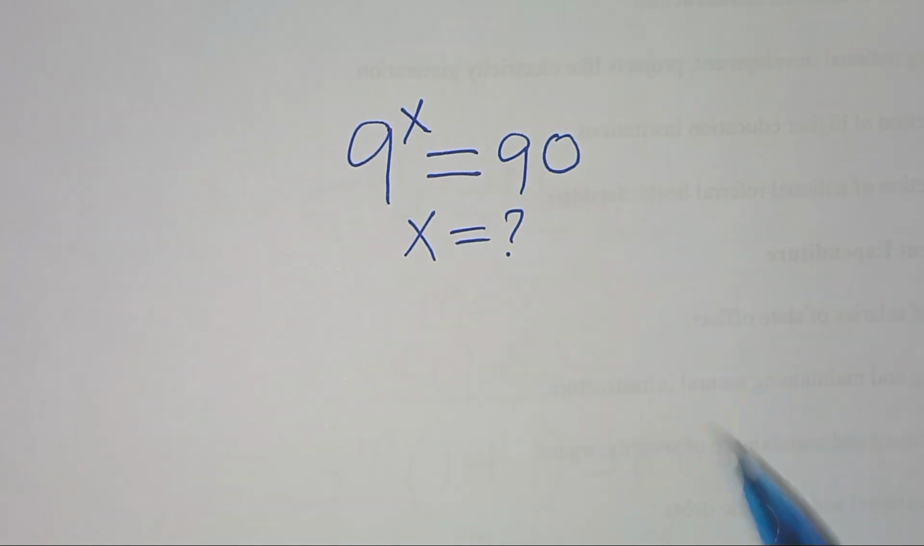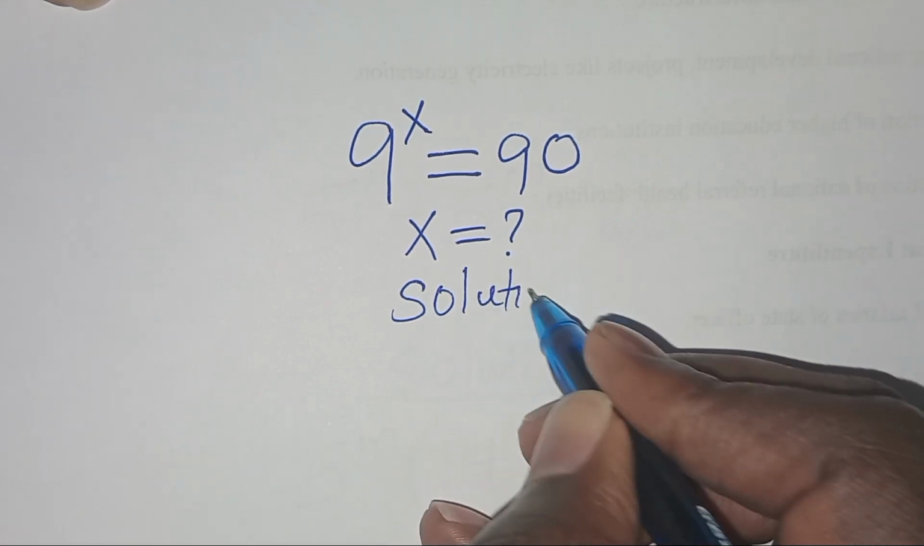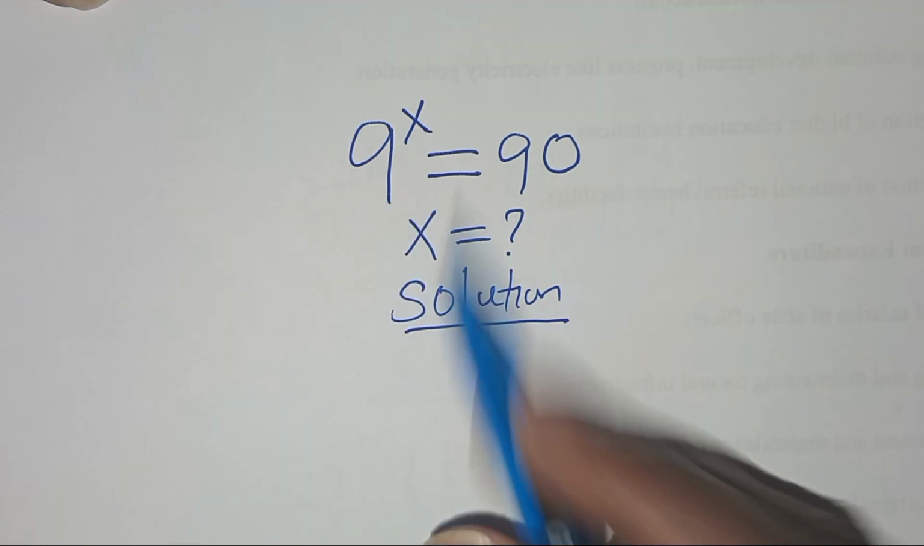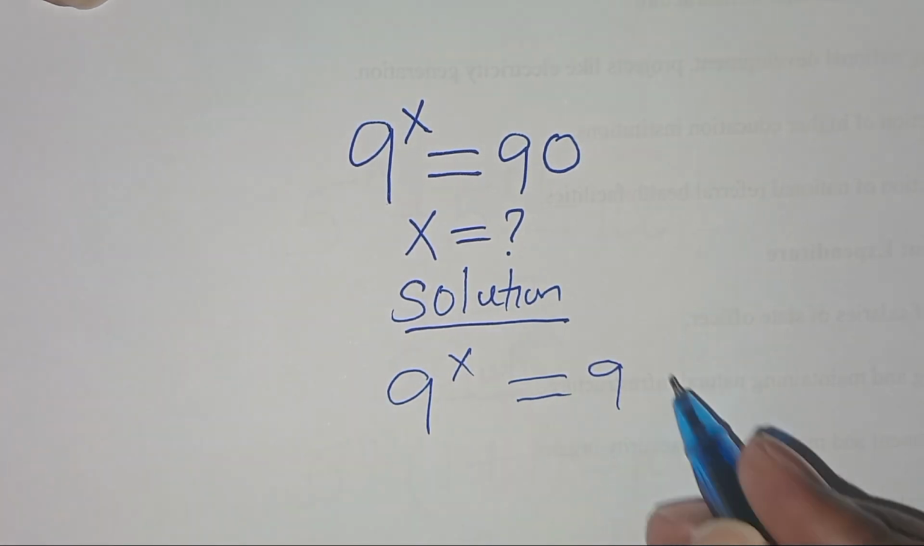Welcome to solve this nice exponential equation, 9 to power x is equal to 90. So what is the value of x? Solution. Now we have 9 to power x is equal to 90.